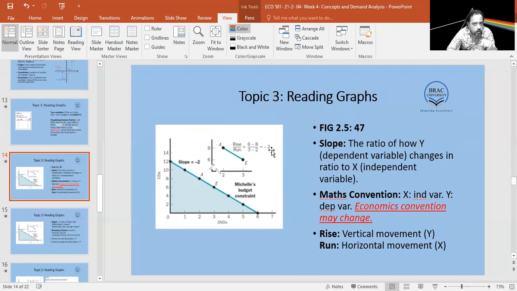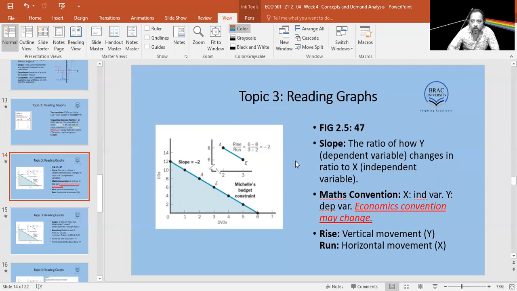The value in the 2 means 2 CDs can be exchanged for 1 DVD. If we are looking at the reverse one, then one DVD can be exchanged for 2 CDs, or 1 CD can be exchanged for half a DVD.